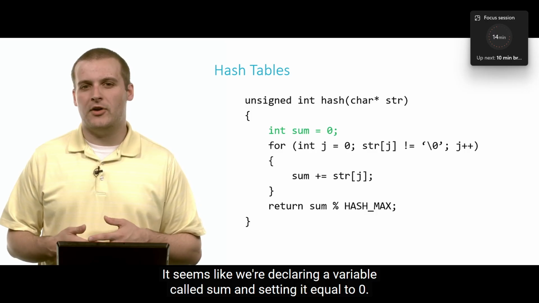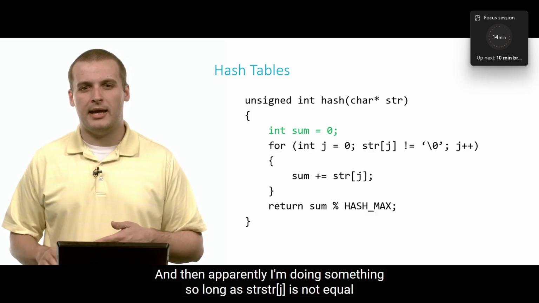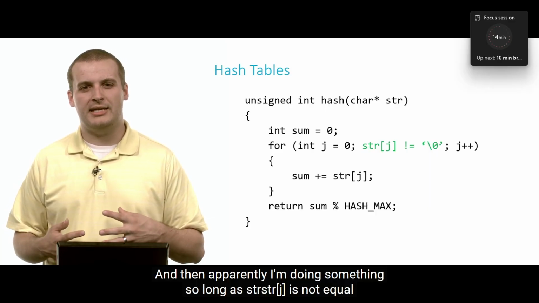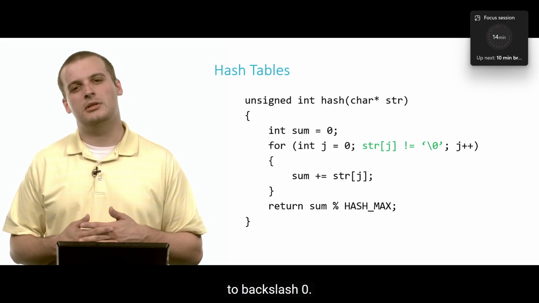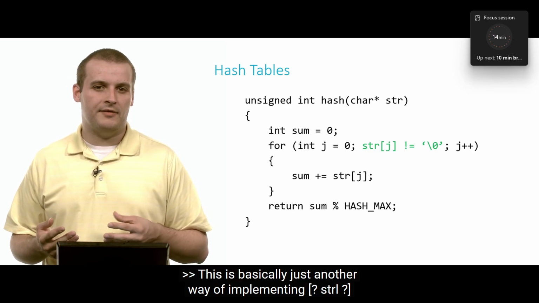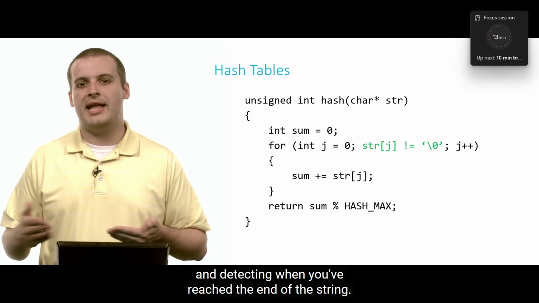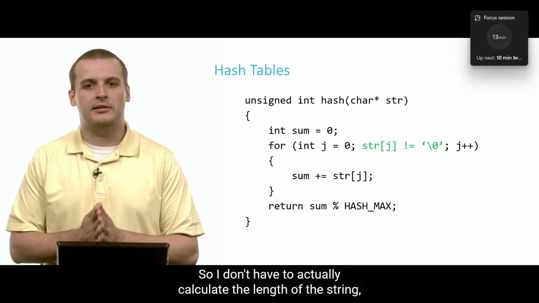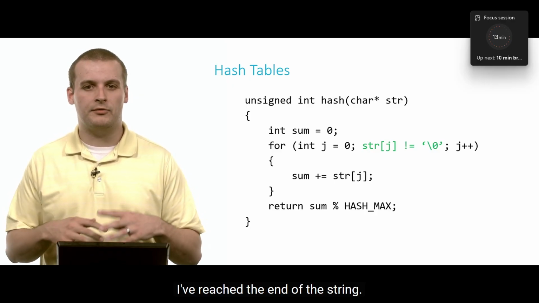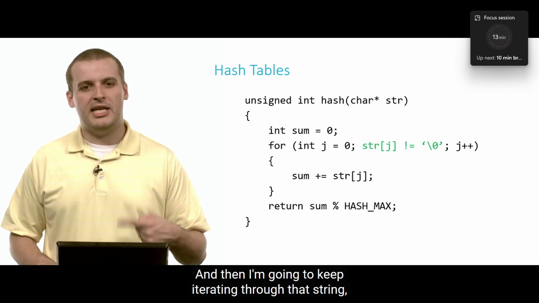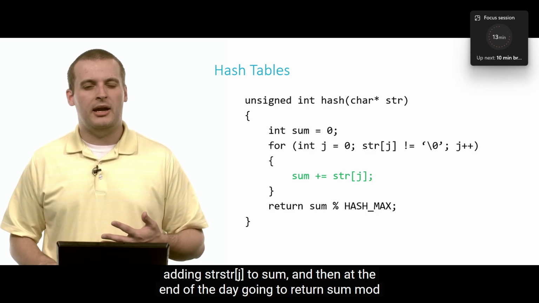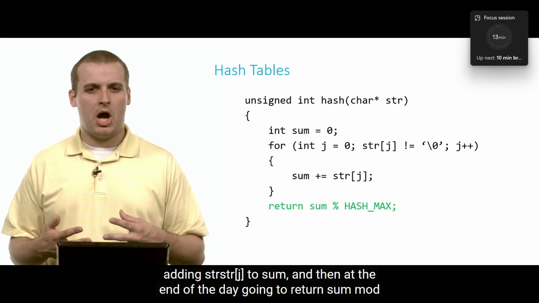It seems like we're declaring a variable called sum and setting it equal to 0, and then apparently I'm doing something so long as str[j] is not equal to \0. Well, what am I doing there? This is basically just another way of implementing strlen, detecting when you've reached the end of the string. So I don't have to actually calculate the length of the string. I'm just using when I hit the \0 character, I know I've reached the end of the string. And then I'm going to keep iterating through that string, adding str[j] to sum. And then at the end of the day, I'm going to return sum mod HASH_MAX.